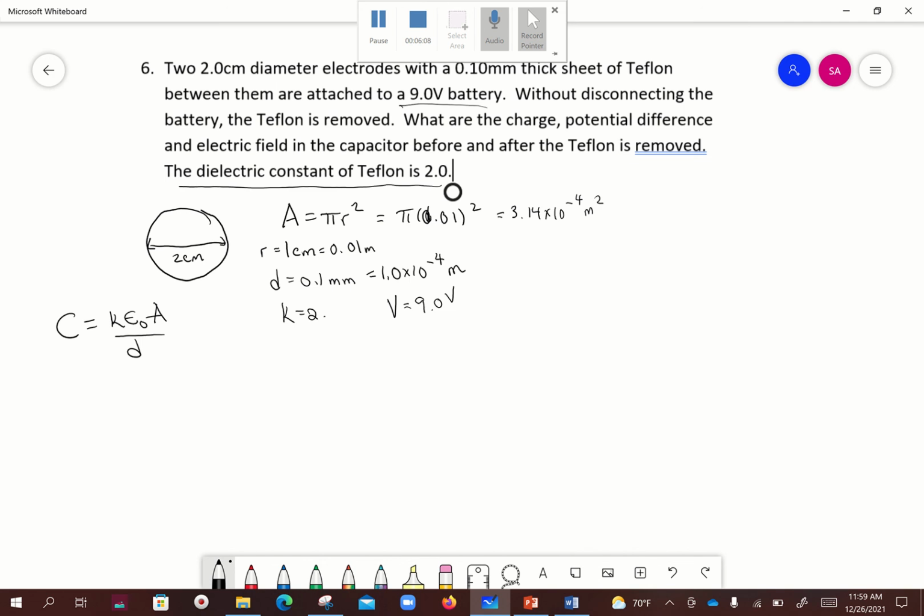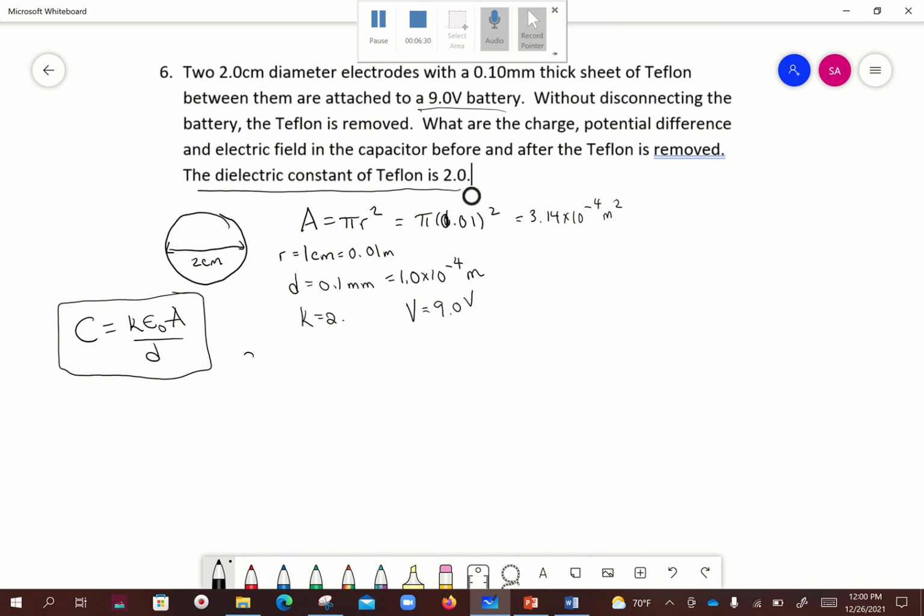All right, so I want to know what is the charge, the potential difference, and the electric field in the capacitor before and after the Teflon is removed. Okay, so initially we've got the Teflon in there, so we're going to use this equation. Q is equal to CV, which is equal to kappa epsilon 0 A over d times my voltage.